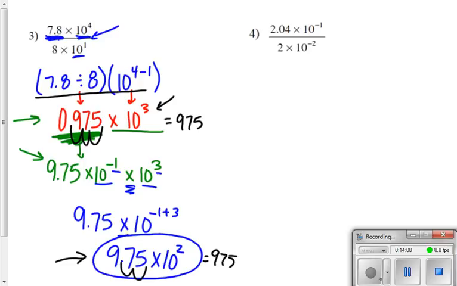Example 2, why don't you go ahead and give it a shot real quick. Remember, you're dividing here, and then we'll check back in here. So pause the video and give it a shot.